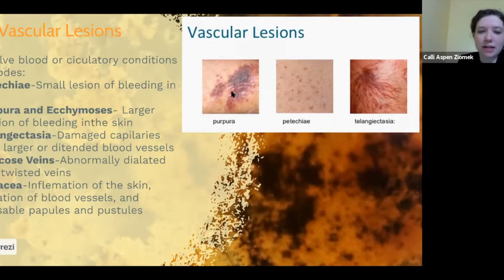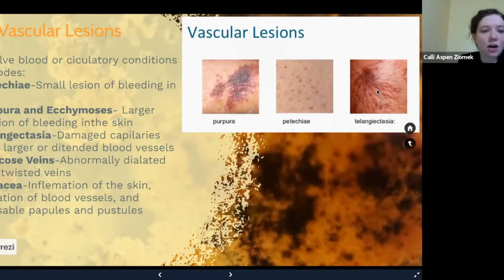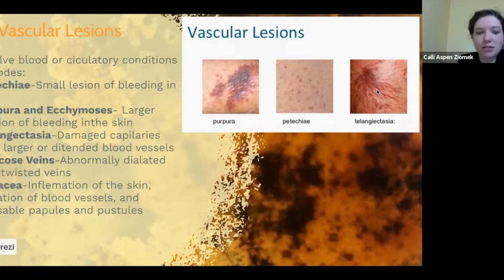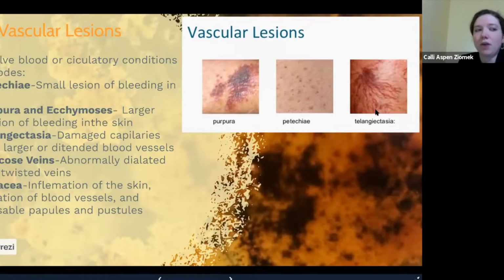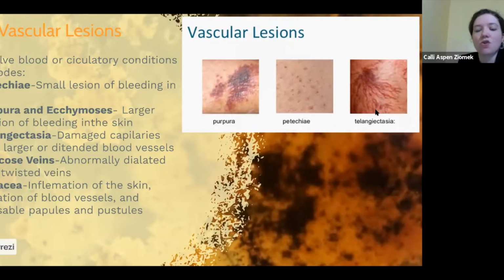Then you have telangiectasia. That's this third one that you see. Telangiectasia is damaged capillaries that are now larger or distended blood vessels. This is a very extreme version of telangiectasia. Normally you'll just see these little veins that are spidering off the ends right here. And you'll see it mainly around your client's nose area because they're over exfoliating or over irritating their skin with a skin product that they are using, or how they are applying that product, because they're being a little bit too aggressive to their skin.